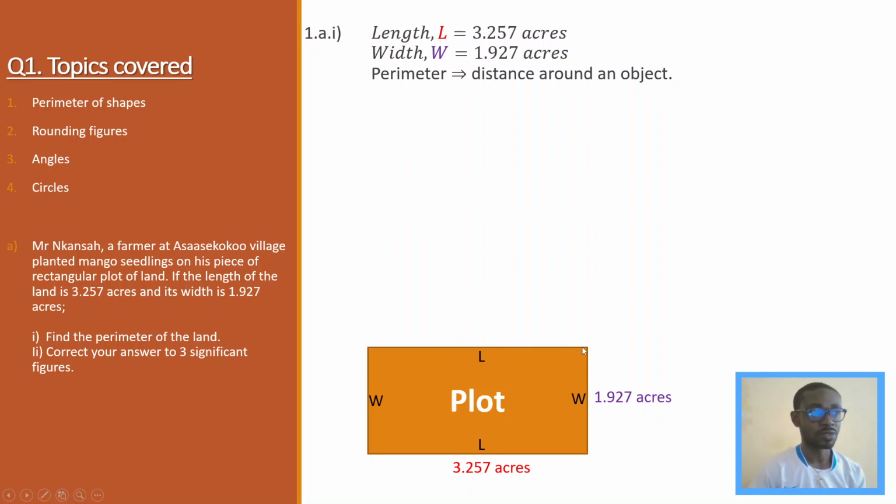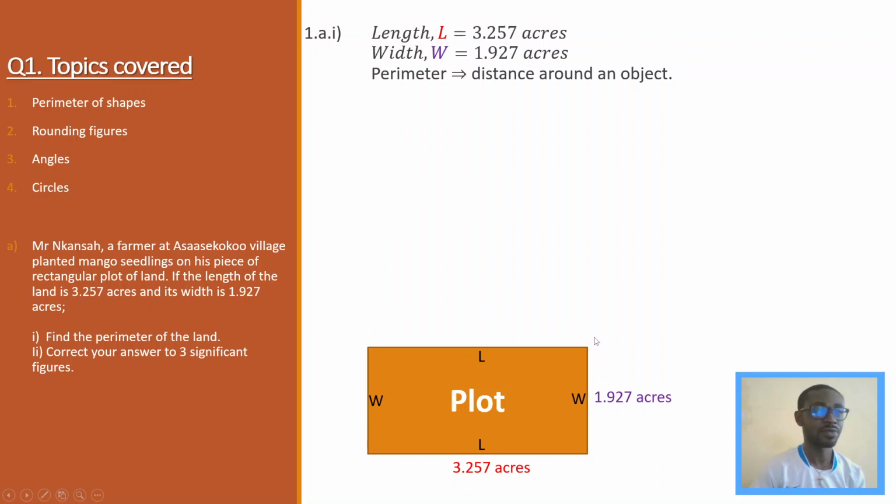Distance around an object, it means when we take the distance from here to here plus this distance plus the distance here plus the distance here will give us our perimeter. So we are measuring the total distance around this rectangle. That is what perimeter stands for, the distance around an object.